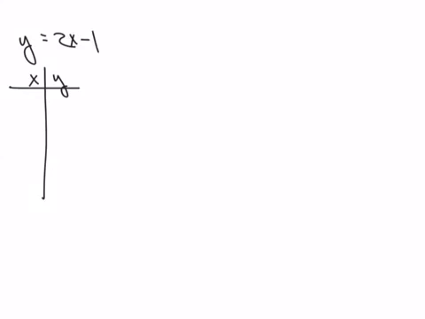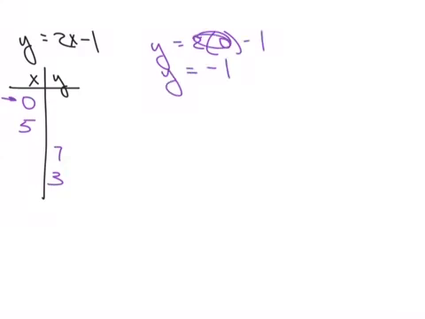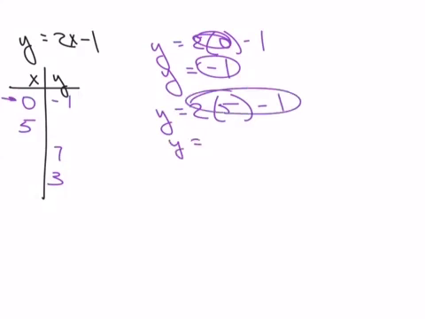In example 3, they ask, what are you going to get for y if your x is 0, or if your x is 5, or maybe your y is 7 and your y is 3. So we're going to look at this one first. If x is 0, what do I get? Y equals, that is 0, so negative 1. Y is negative 1. So when x is 0, y is negative 1. When x is 5, y equals 10 minus 1, which is 9. So put a 9 there.